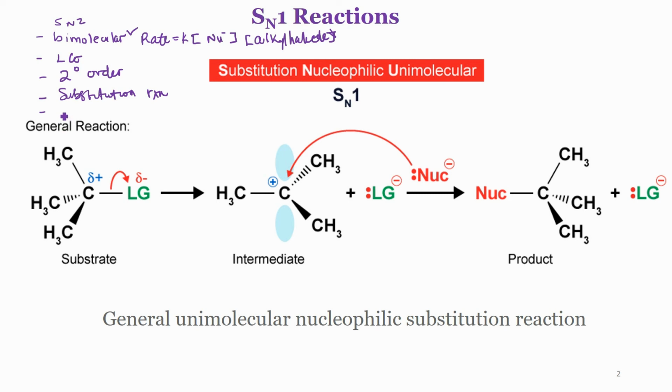There's an inversion of configuration. Inversion of configuration, which means you can start with an R, you end up with an S, or S to R. That's key. Why is there inversion? Because of the back attack from the nucleophile on the electrophile. Okay, that's correct. And then, in terms of the electrophile, what structure of the electrophile is favored?